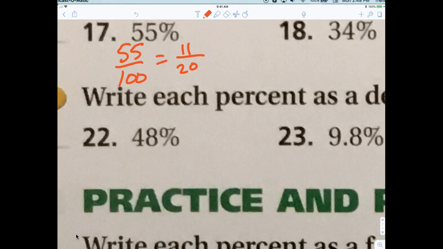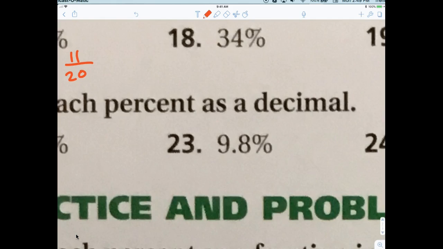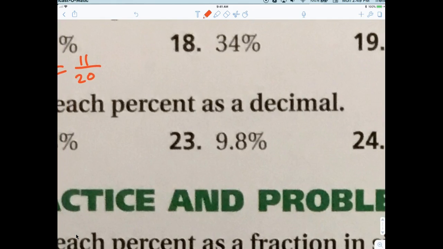All right, number 18 next. 34 over 100. You're amazing. 17 over 50. Now, if you're having trouble, just speak up. All right, you're having trouble, speak up. By 2, right? So, you good now?